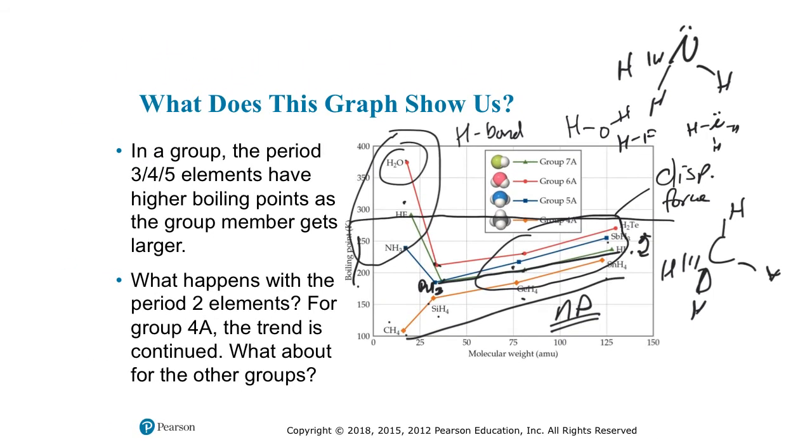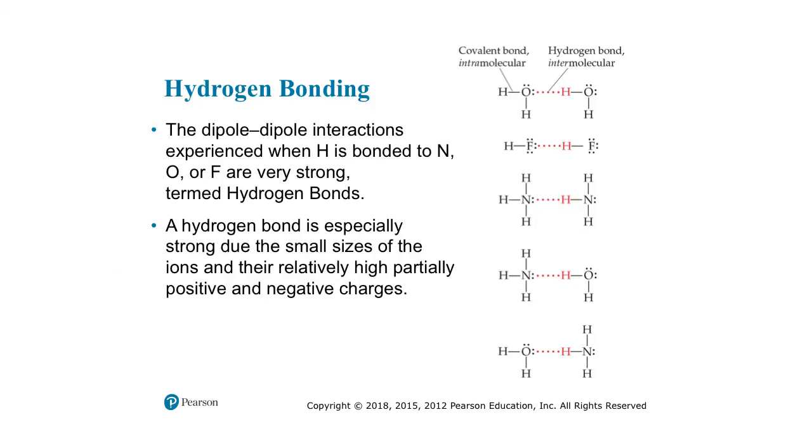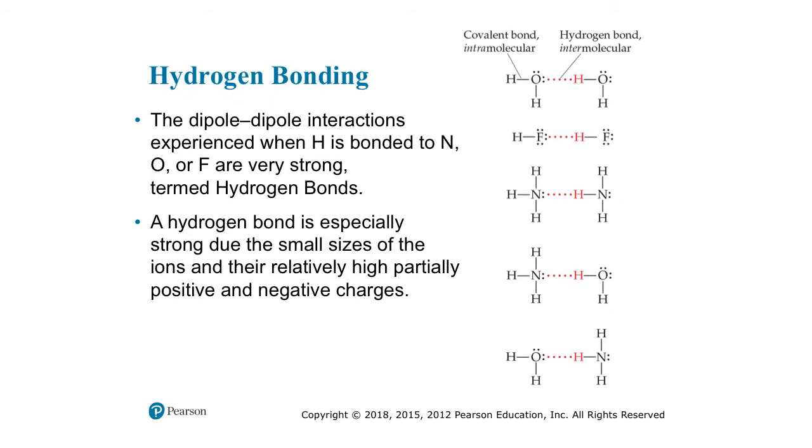So we get an especially strong force of attraction in molecules like water, HF, and NH3 that's just not present in any other type of molecules seen on that chart. So the hydrogen bond is the dipole-dipole force of attraction experienced when H is directly bonded to N, O, or F. Okay, and we term these hydrogen bonds.